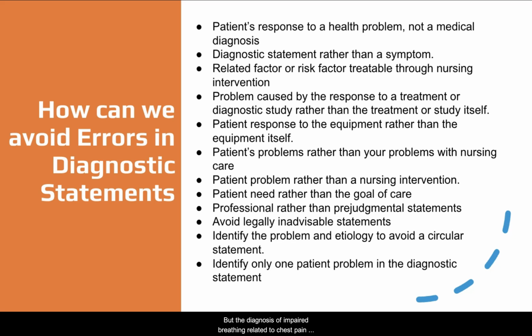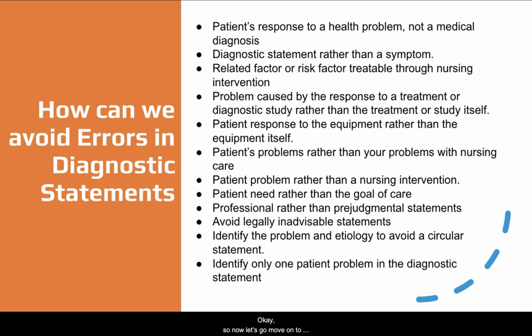But the diagnosis of impaired breathing related to chest pain from rib fracture, evidenced by reduced expansion and difficulty breathing, is correct. So now your nursing intervention is directed towards the pain relief that will help them breathe better instead of the collapsed lung.